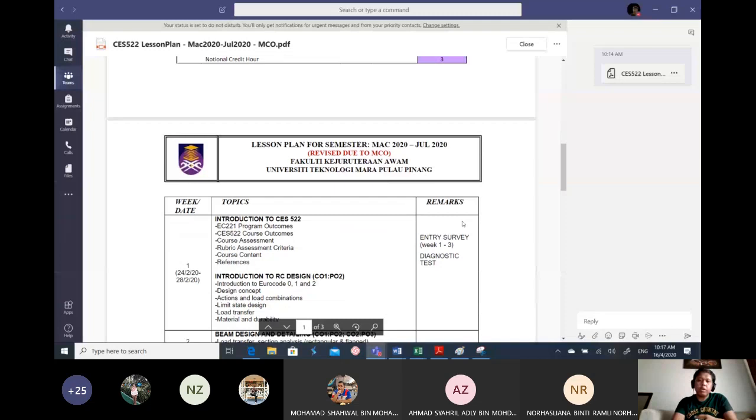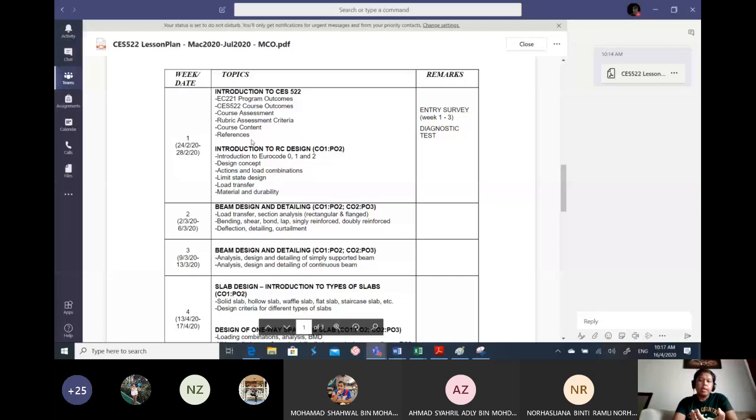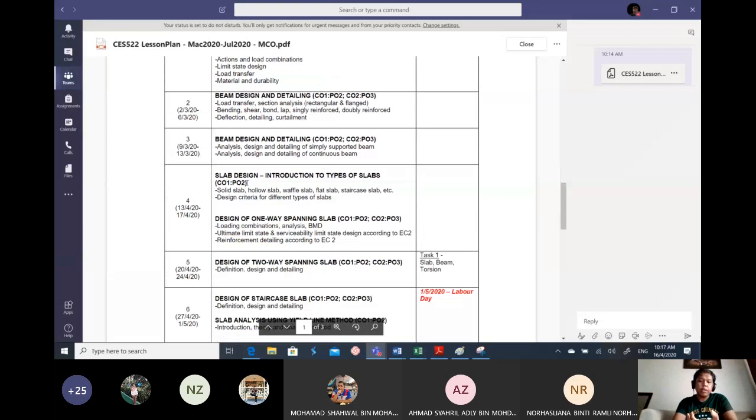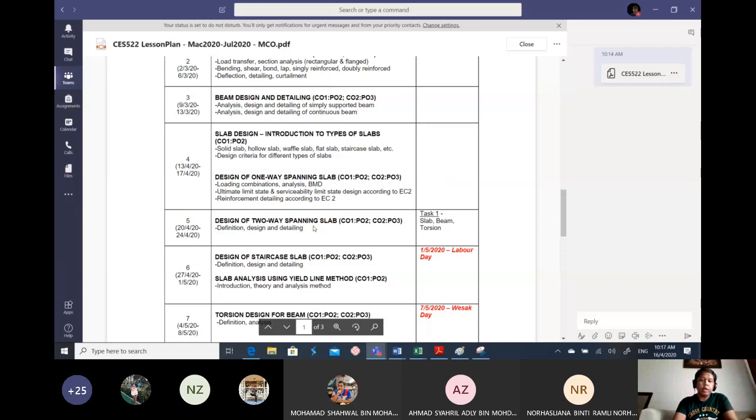So we will have almost 22 weeks. So for today class, we already done until beam design here. Supposed to be we already done our slab, but we cannot go for that. So today we will have our own slab design. And then by today we will start on our slab design, and then next week I will pass the task.